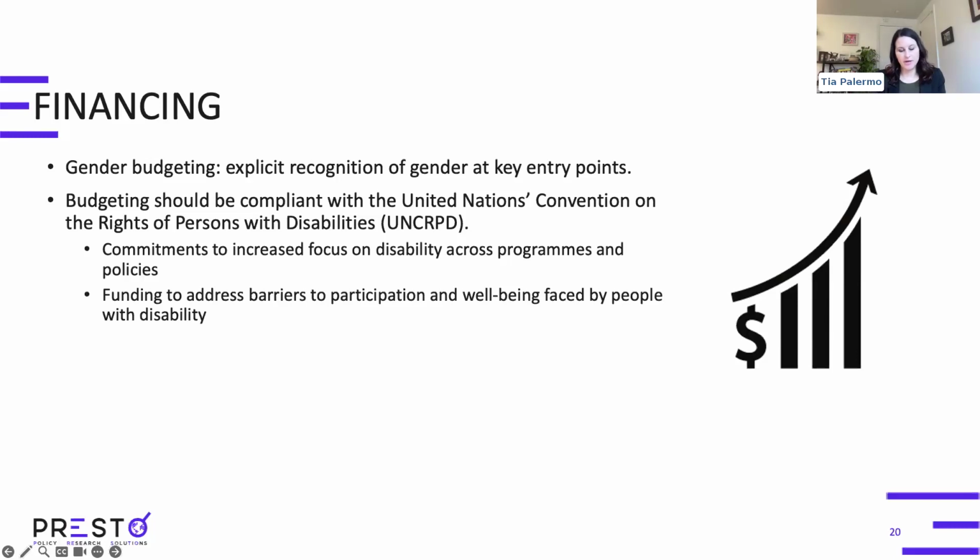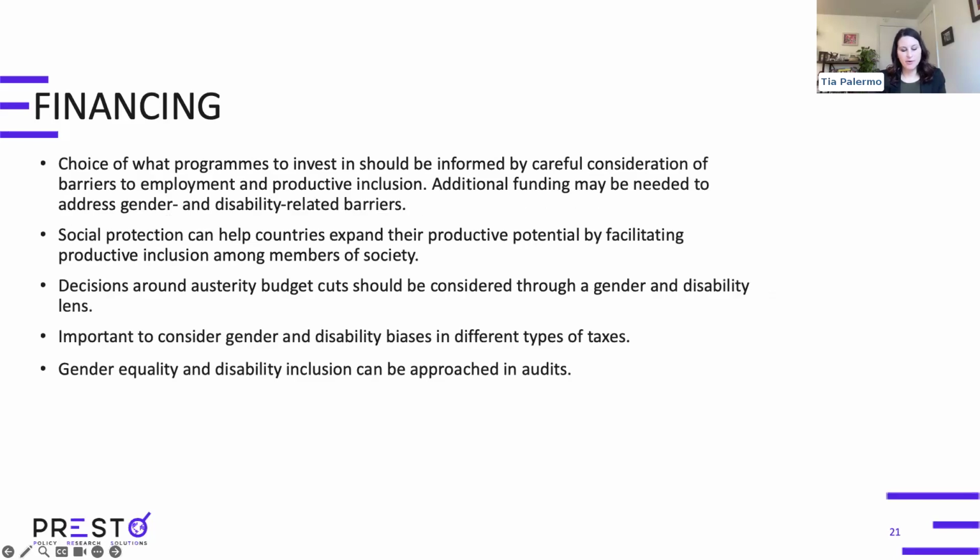It's also important to recognize that women in many settings are employed at higher rates than men in social sectors such as education and health, and thus salary cuts and caps disproportionately hurt women. People with a disability often have greater need for health and social services, and so austerity measures could disproportionately increase their out-of-pocket costs.